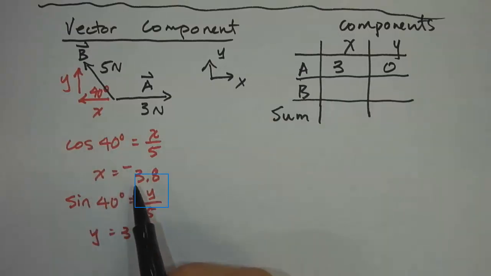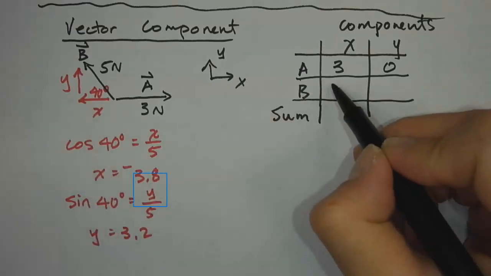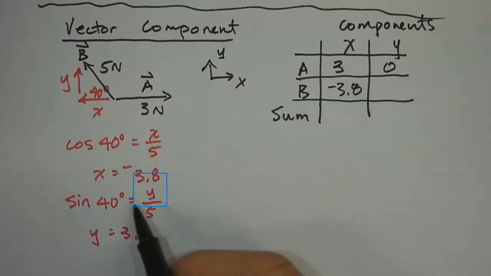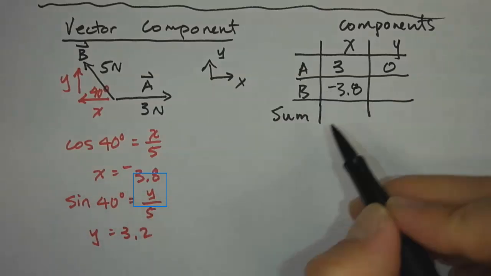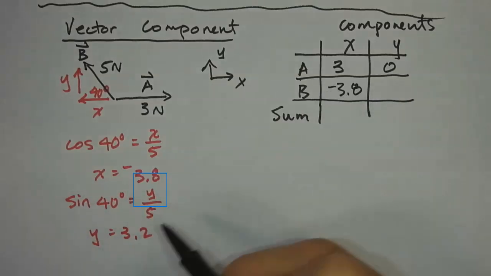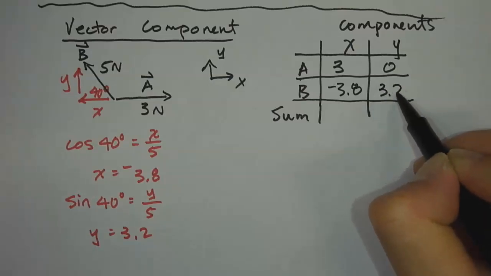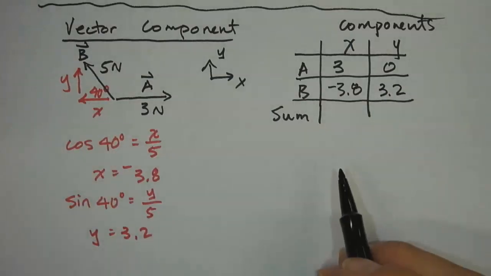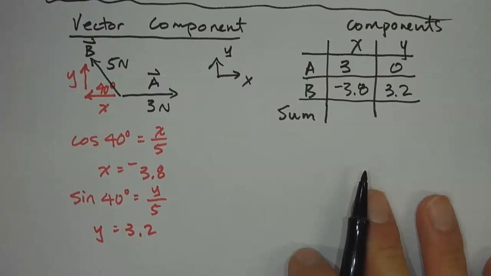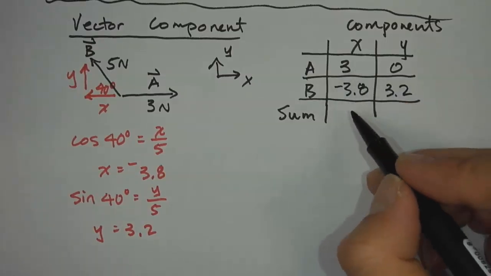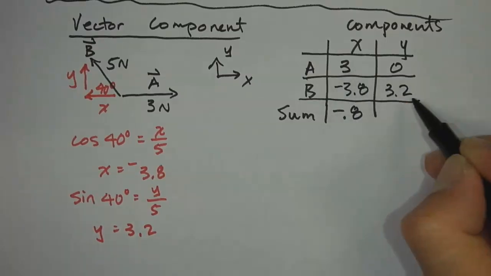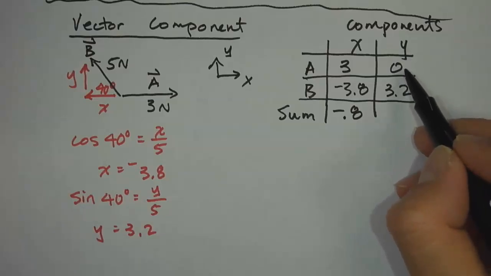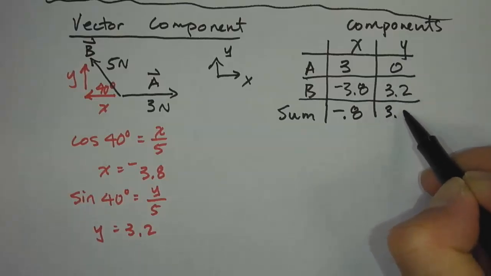Now B has an x component of negative 3.8 to the left, so it's negative. And then in the y direction, it has a component of 3.2. So it has these two components. And now I'm just going to add these up. So 3 minus 3.8 is negative 0.8. And then 0 plus 3.2 is just 3.2.